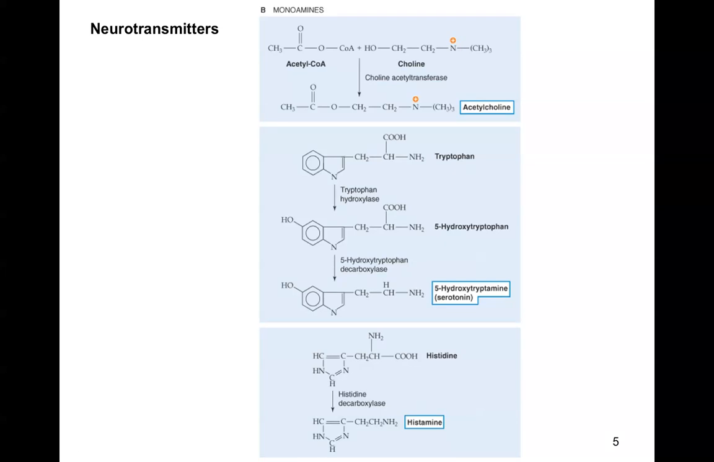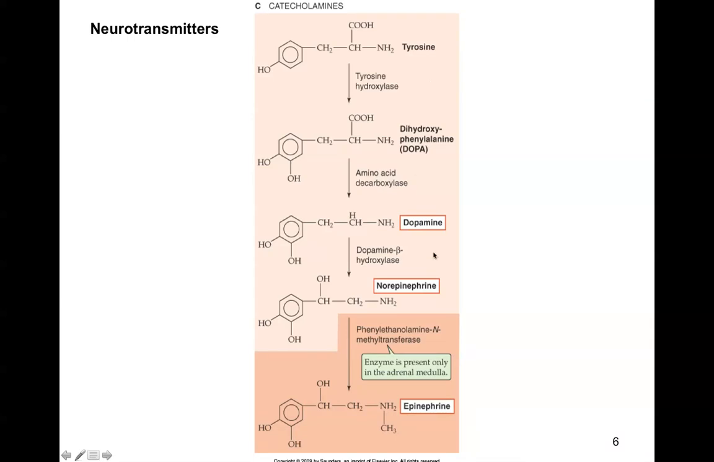So amino acid derived neurotransmitters include acetylcholine. We just talked about acetylcholine. Serotonin, derived from tryptophan, a very common neurotransmitter. Histamine, also very common. And then we have the catecholamines, a group of neurotransmitters derived from tyrosine, and the catecholamines include dopamine, norepinephrine, and epinephrine.